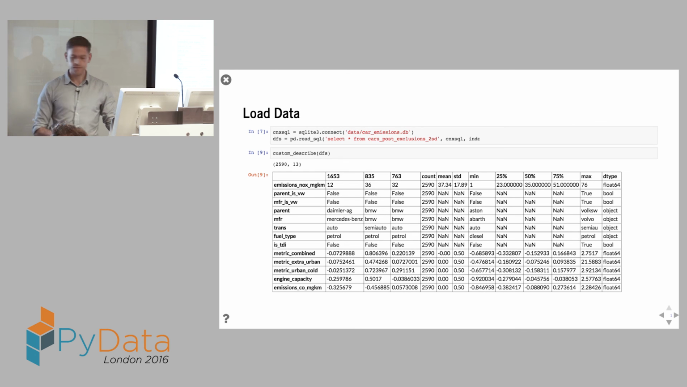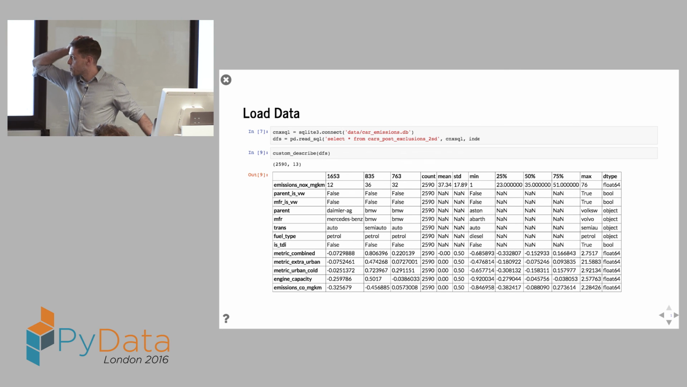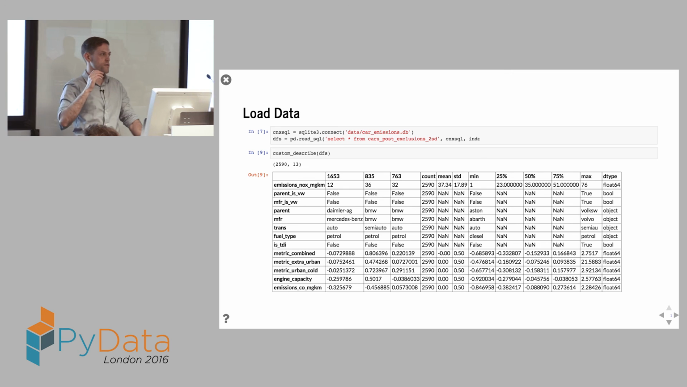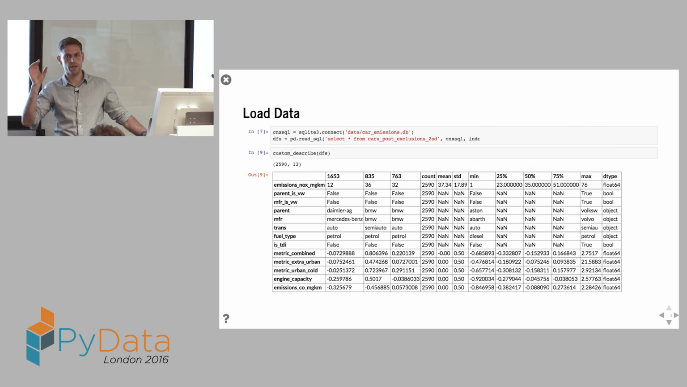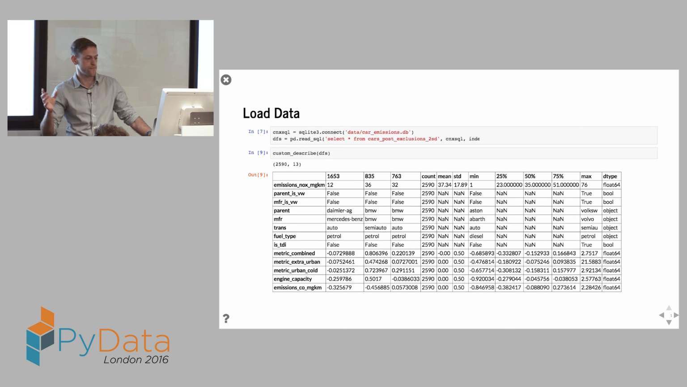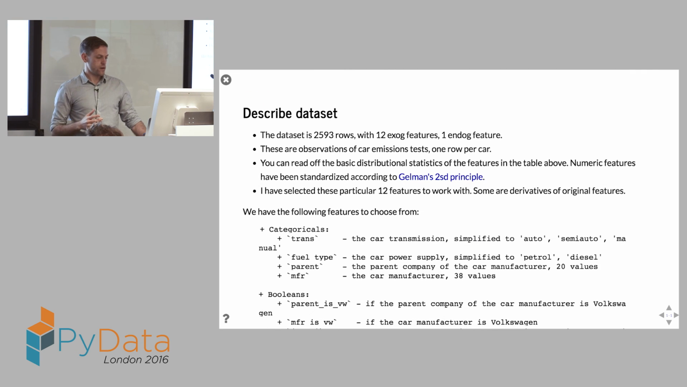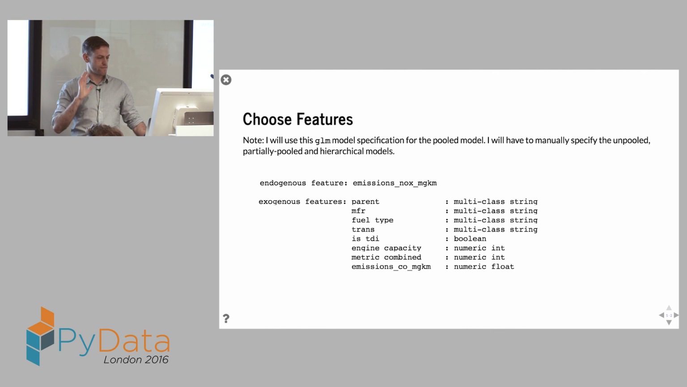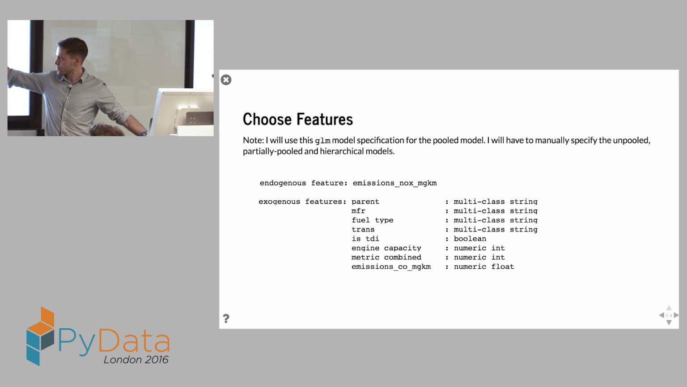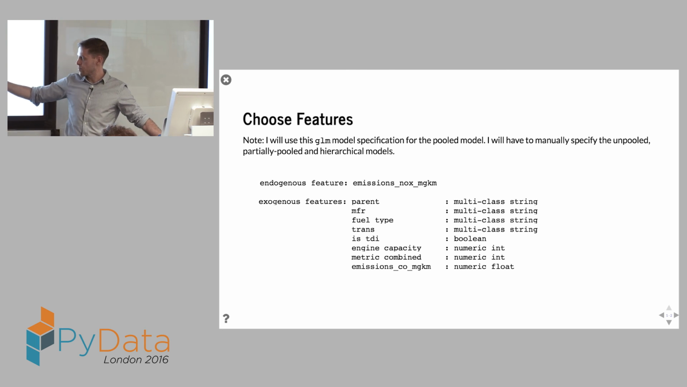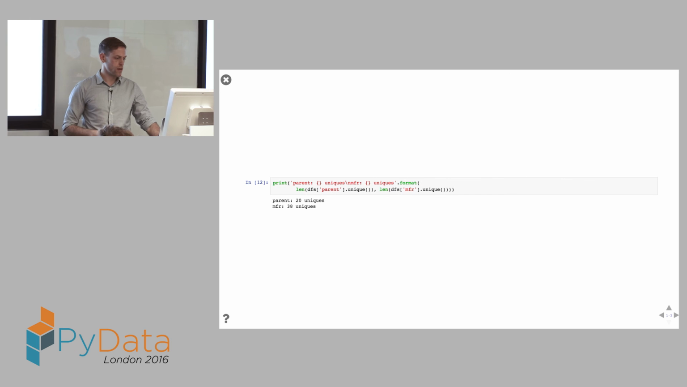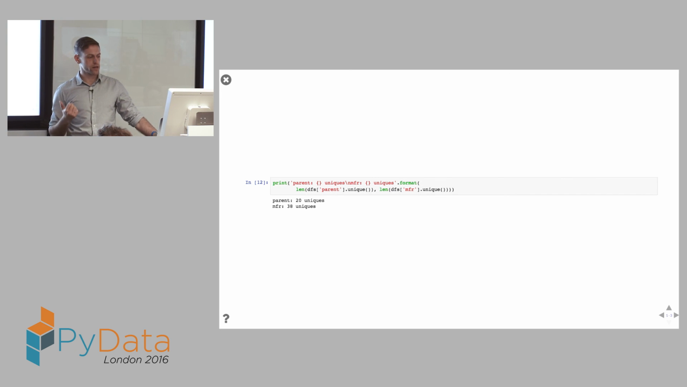So, I'll load the data. I've cleaned it. I have divided it by 2 standard deviations, as Gelman suggests is a good idea. It puts your numeric features into the same variance as categoricals, or binaries. Describing the dataset, skip over that. Right, these are the features that I want to use in my model. That's what I'm trying to predict. That's what's going in. That's roughly the data type that I've got. So I've got some factors, Boolean, and some floats and ints in there. So it's a mixed bag. I've got 20 parent companies and 38 manufacturers.